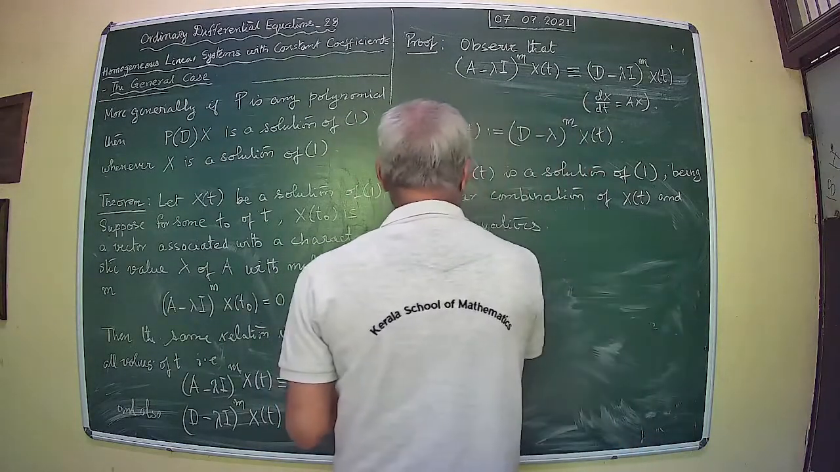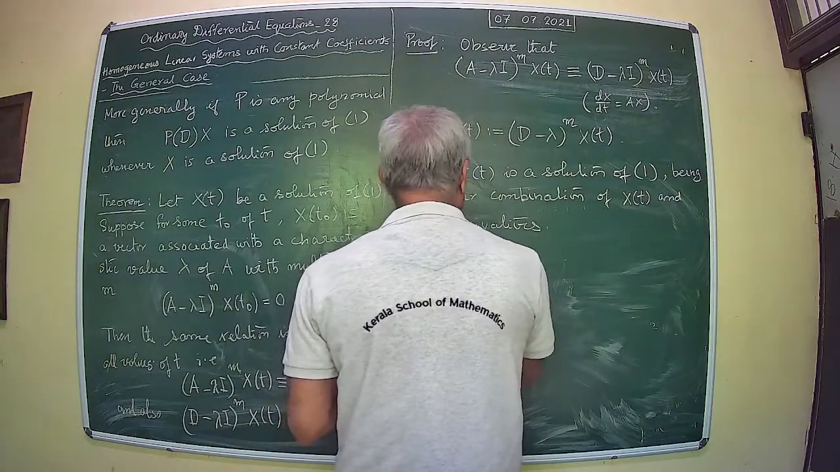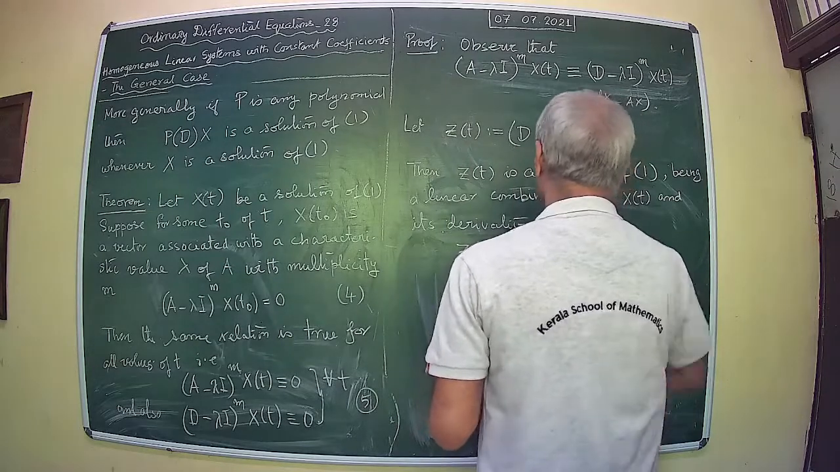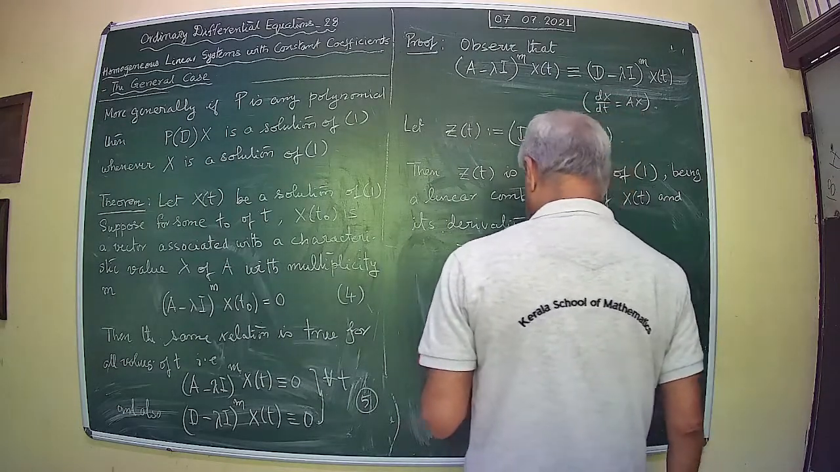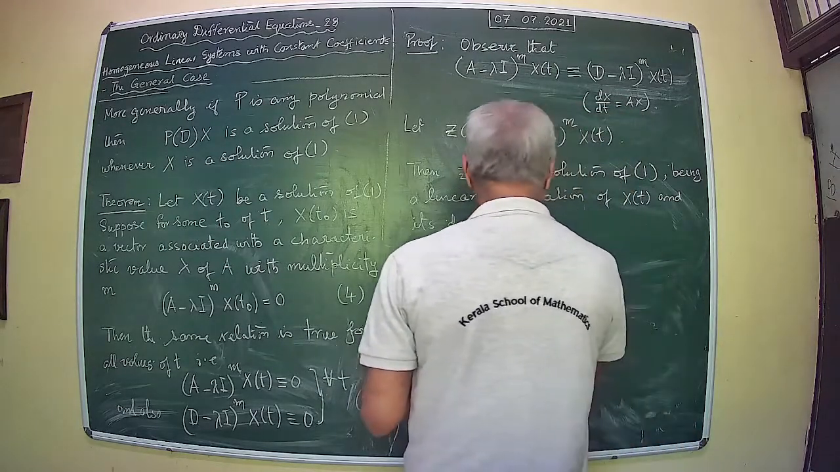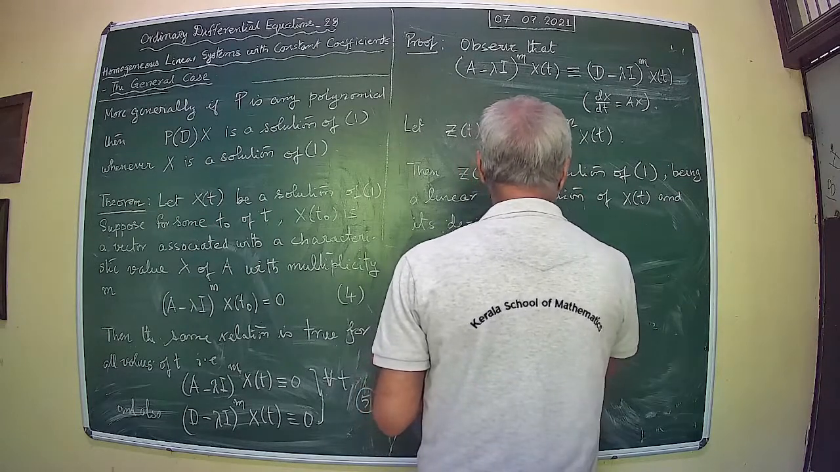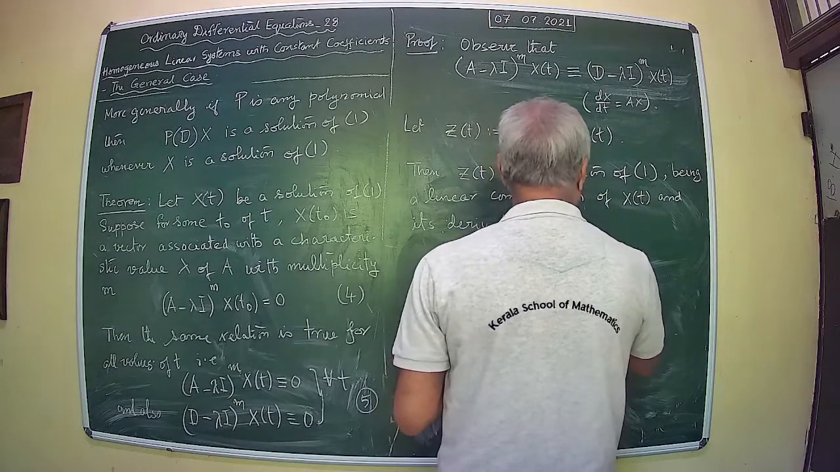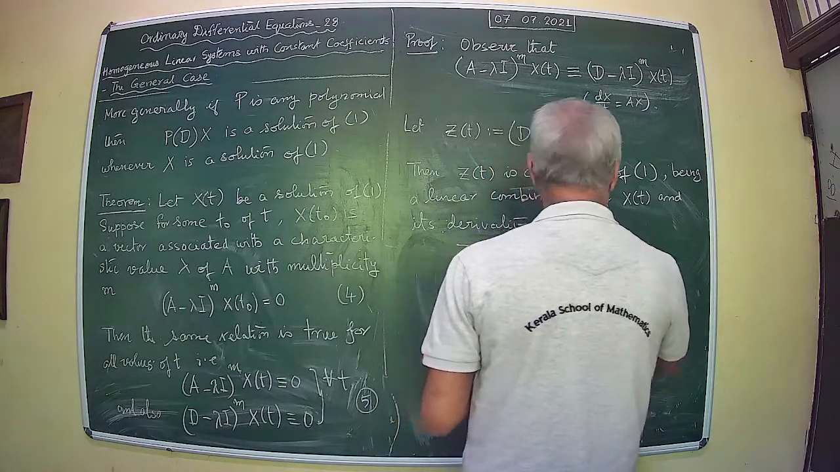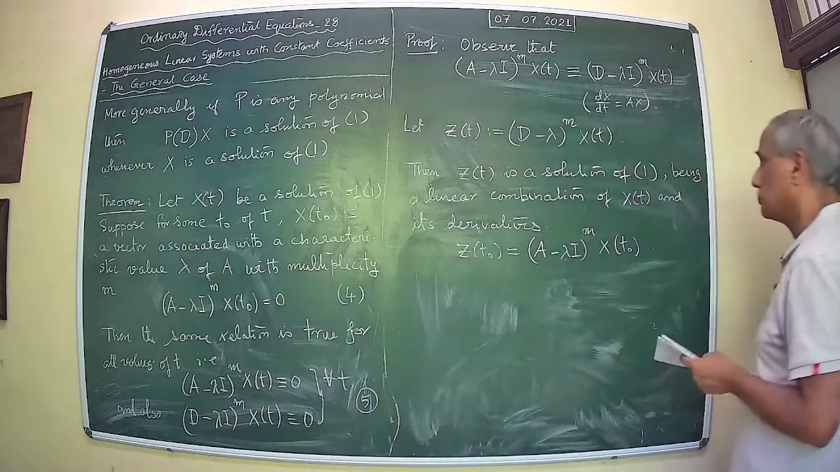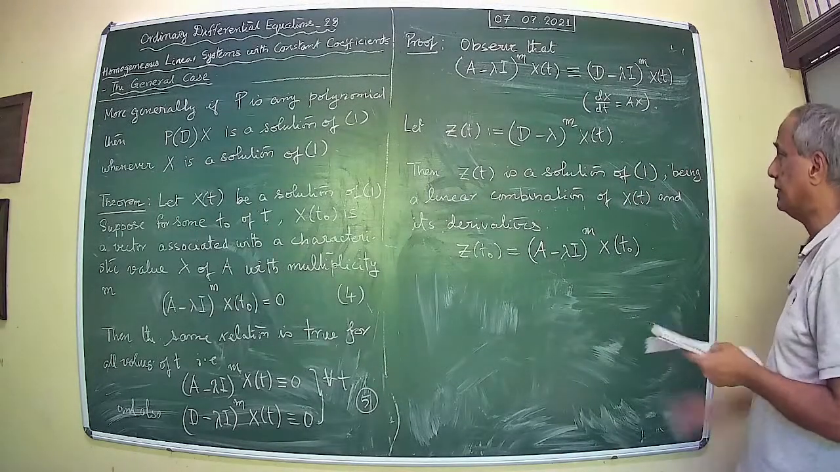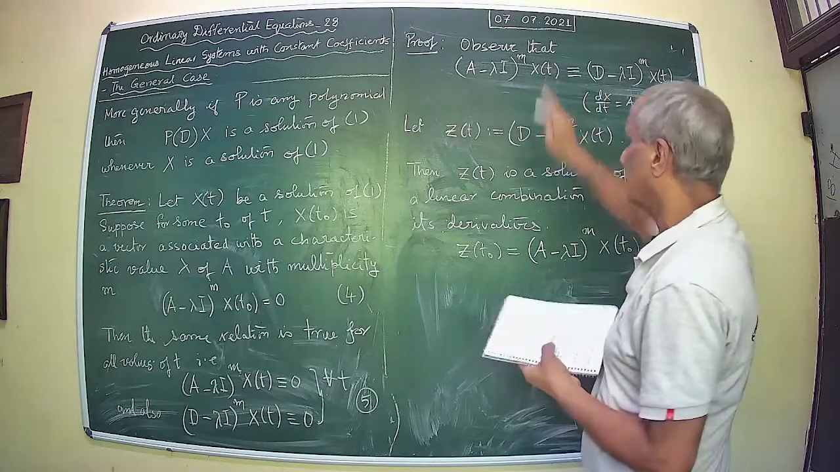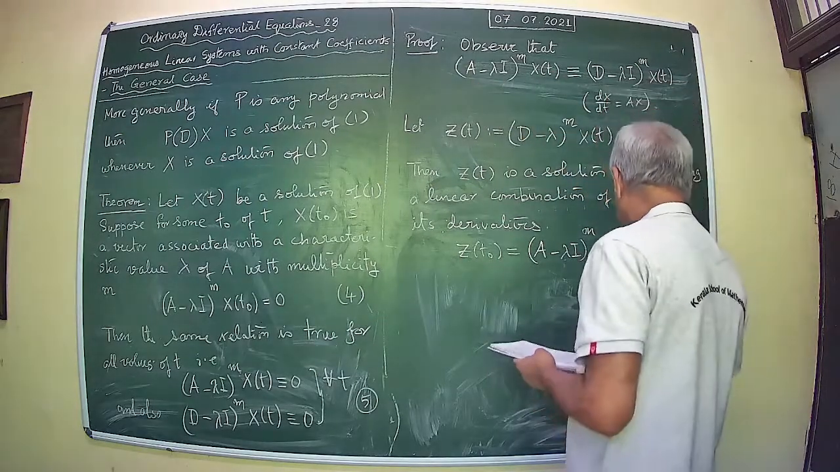Now you see z(t naught) is what? z(t naught) is equal to, see the same thing evaluated at t naught, this is equal to (A minus lambda I) to the power m x(t naught), because (D minus lambda I) to the power m x(t) is the same as this one. That's the reason. Okay.